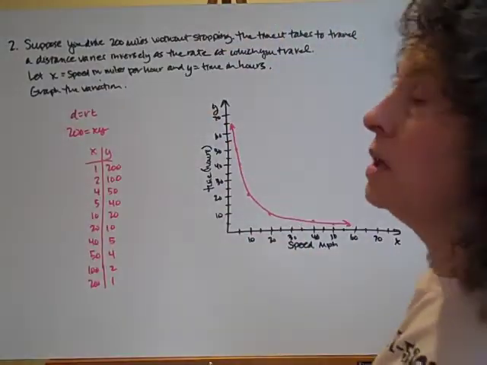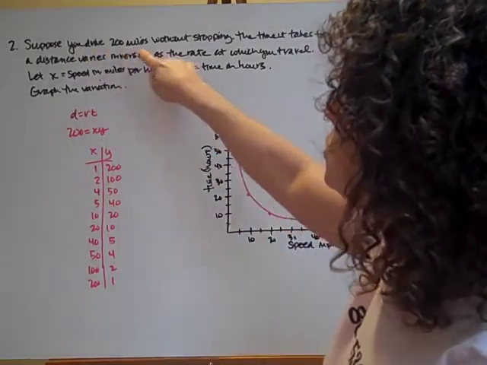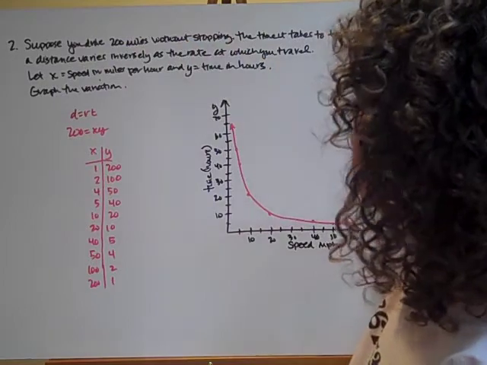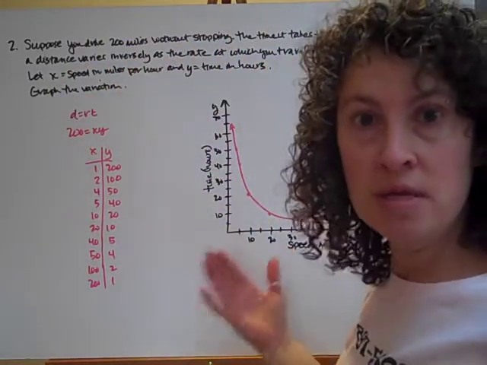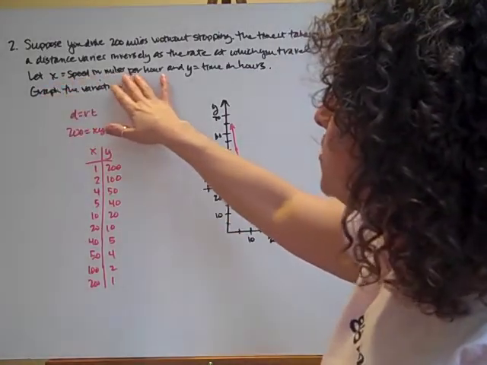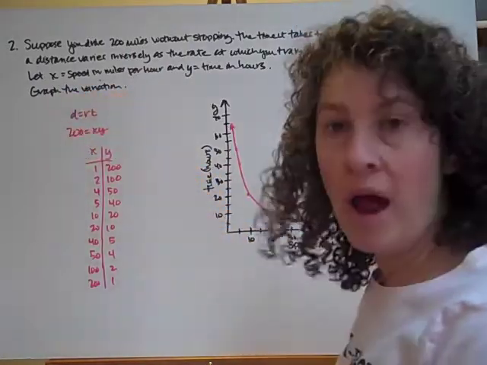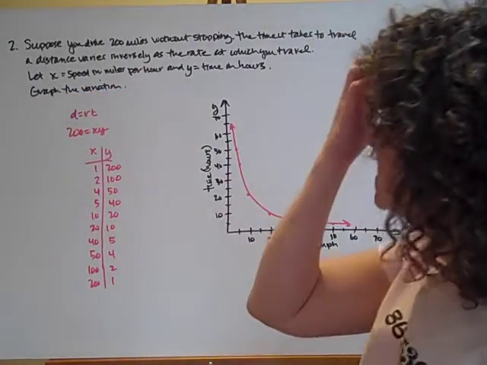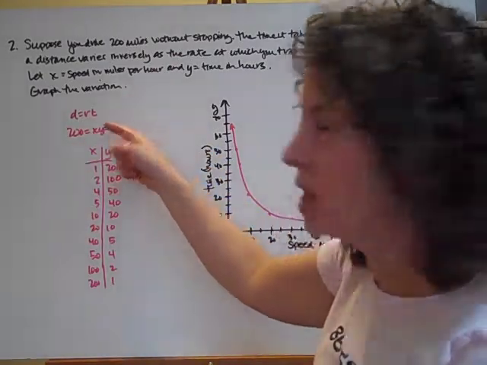Let's take another instance where we're going to see the same type of graph here. Suppose you drive 200 miles without stopping. The time it takes to travel a distance varies inversely as the rate at which you travel, which makes sense. The faster you go, the less time it takes. Let x equal the speed in miles per hour, and y equal the time in hours, and we're going to graph this variation. So I grab my distance equals rate times time formula. I plugged in 200, so I have x times y equals 200.